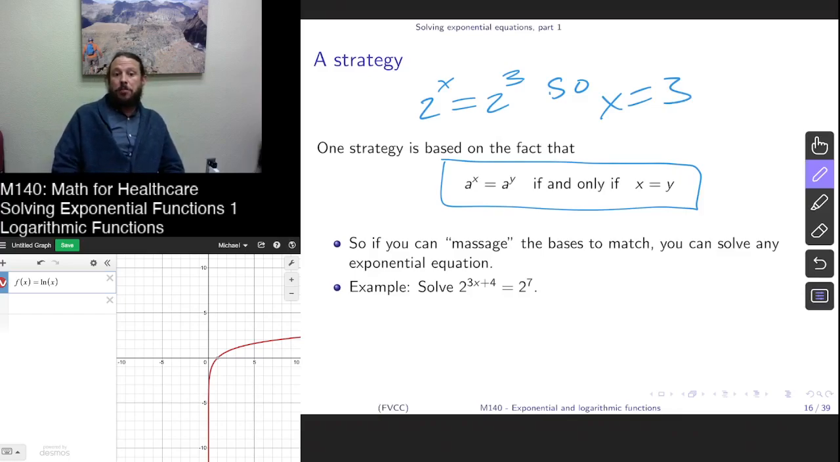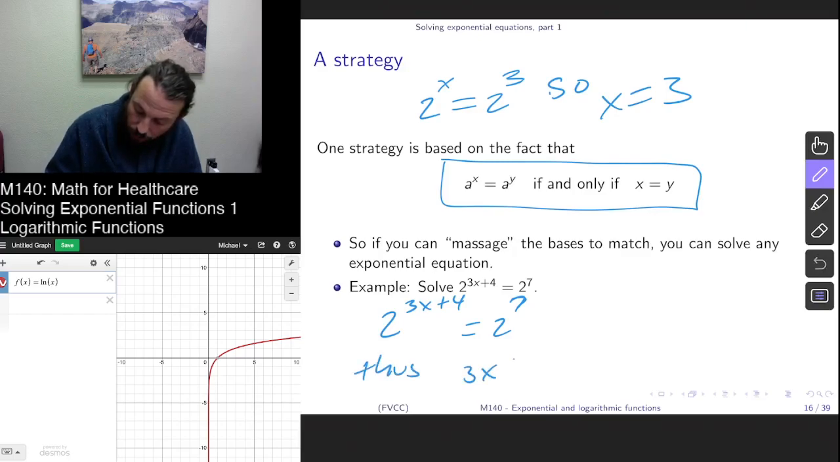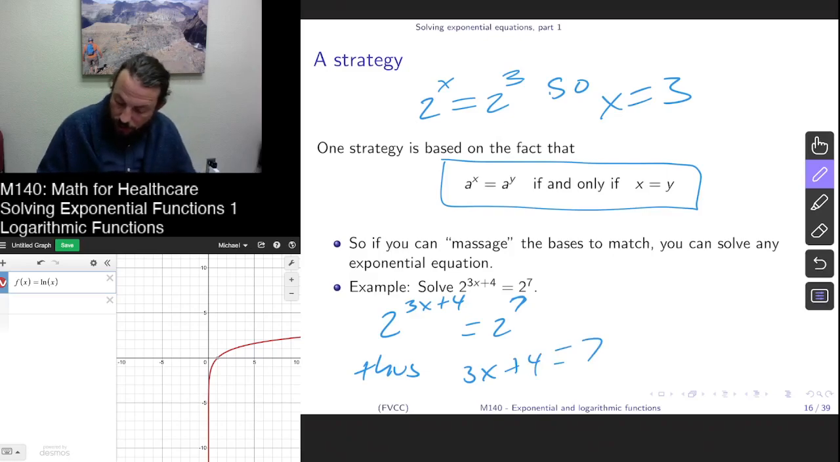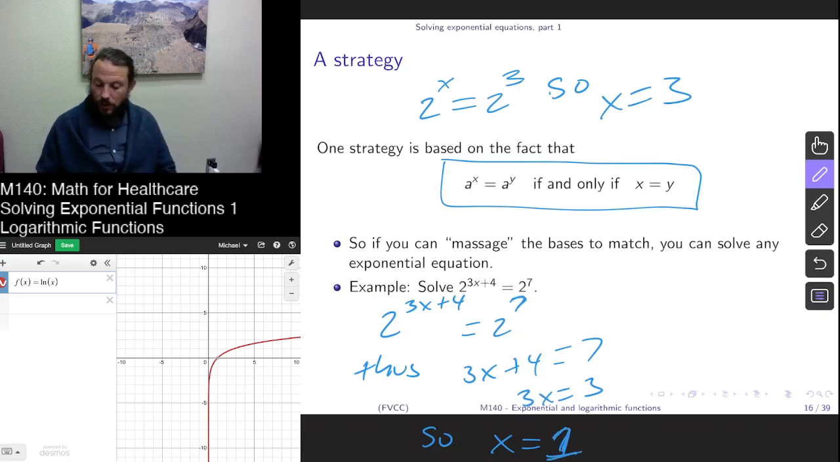So if you can massage the bases to match, you can solve the exponential equation. For instance, in this example, we have 2 to the 3x plus 4 equals 2 to the 7th. That means 3x plus 4 equals 7. Now we can subtract 4 from both sides, so 3x equals 3. And finally we see x must equal 1. All right, good.